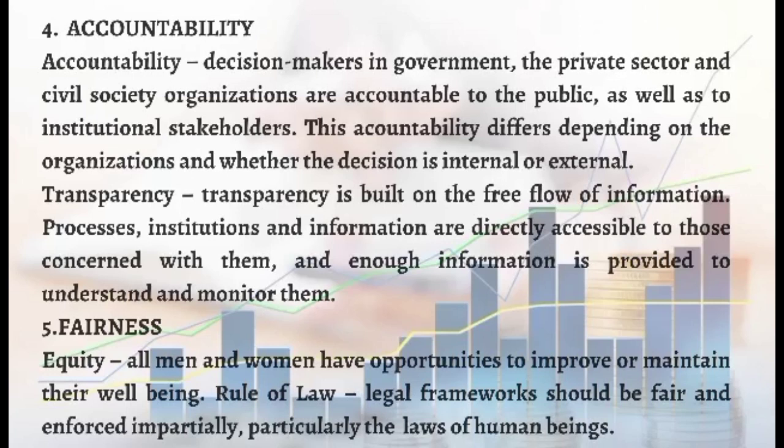This accountability differs depending on the organization and whether the decision is internal or external. Transparency. Transparency is built on the free flow of information. Processes, institutions, and information are directly accessible to those concerned with them, and enough information is provided to understand and monitor them. 5. Fairness. Equity. All men and women have opportunities to improve or maintain their well-being. Rule of law. Legal frameworks should be fair and enforced impartially, particularly the laws on human rights. As reflected in the discussions above, the different institutions and organizations have their own indicators or criteria of good governance which they can apply in their own organization or use as useful tools of government as measures of good governance.